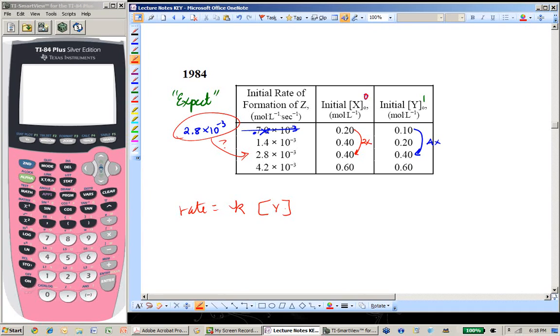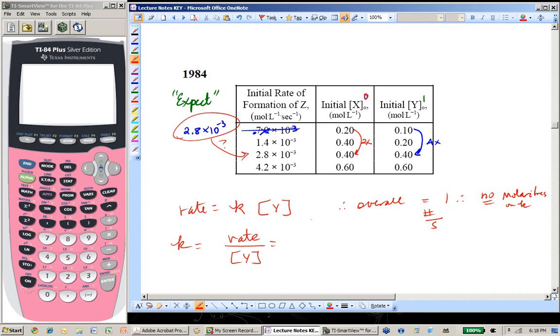And that's that. That means that the overall order is 1. Therefore, no molarities on k. K is simply going to hold a unit of time, which is a second. So it's going to be the number per second. No molarities in the denominator. So k is equal to rate divided by the concentration of y.